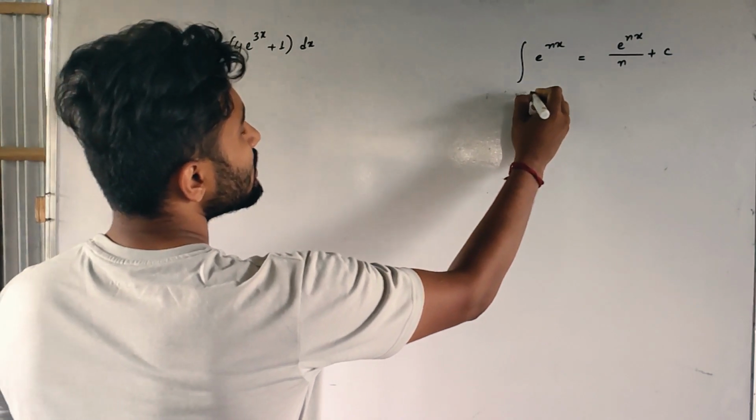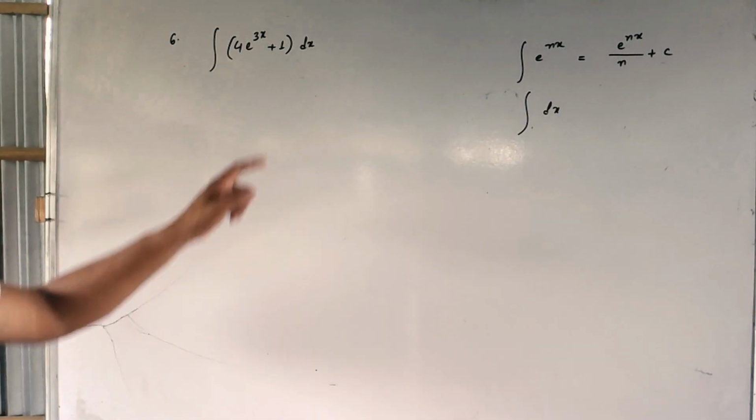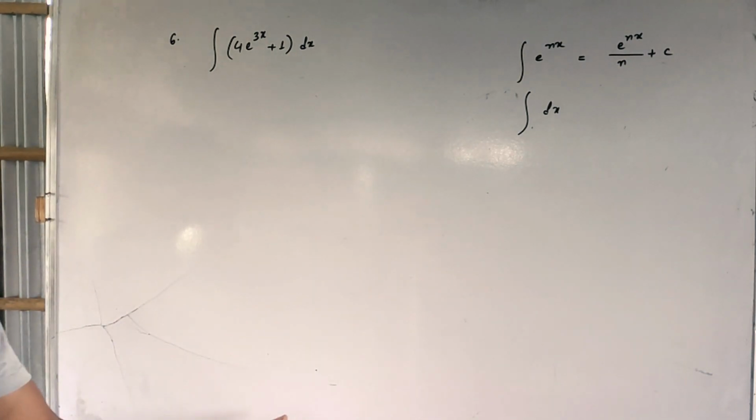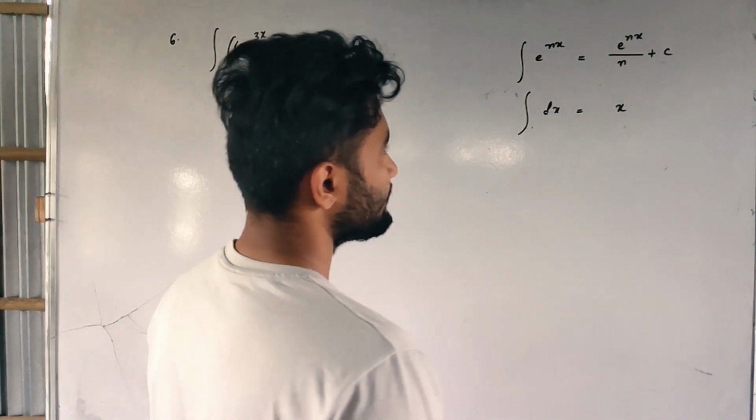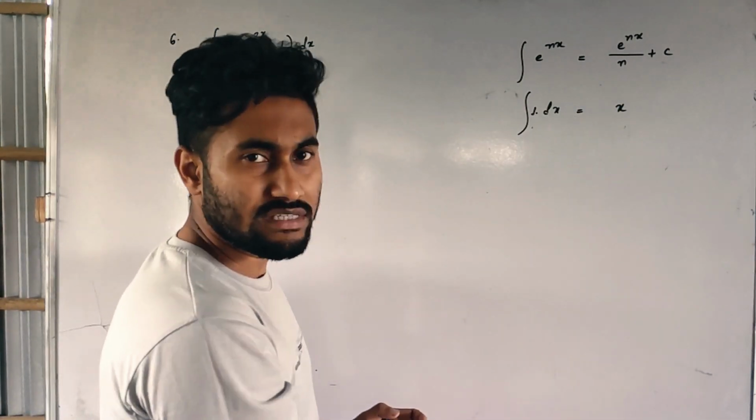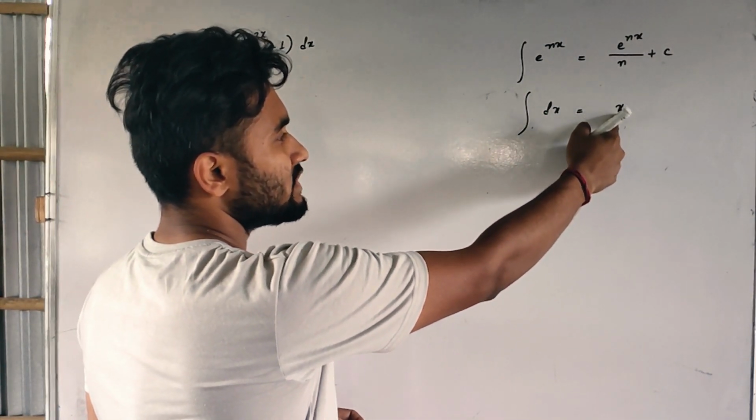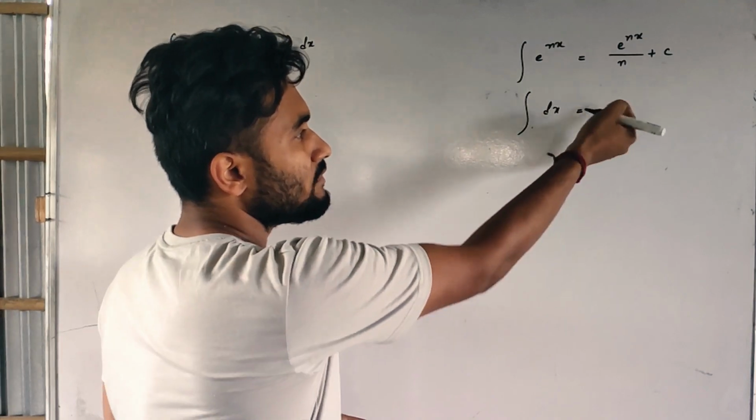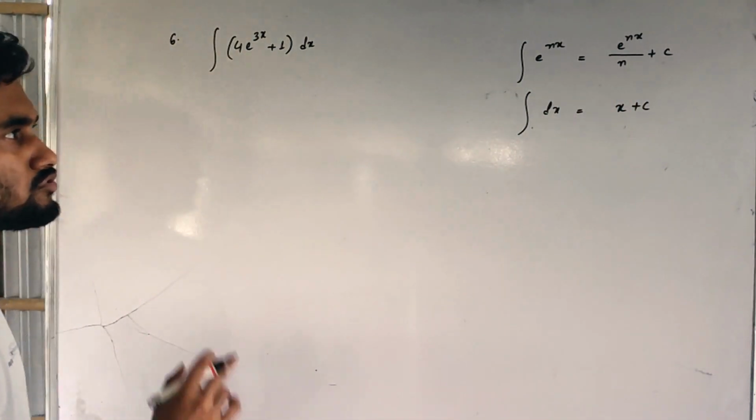Then the second one is the integral of dx, or you can say 1 dx. 1 dx is dx only. So what is the integral of dx? It is nothing but x, because the derivative of x is 1. So the integral of 1 dx will be x plus c. These two formulas we will use to solve this question.